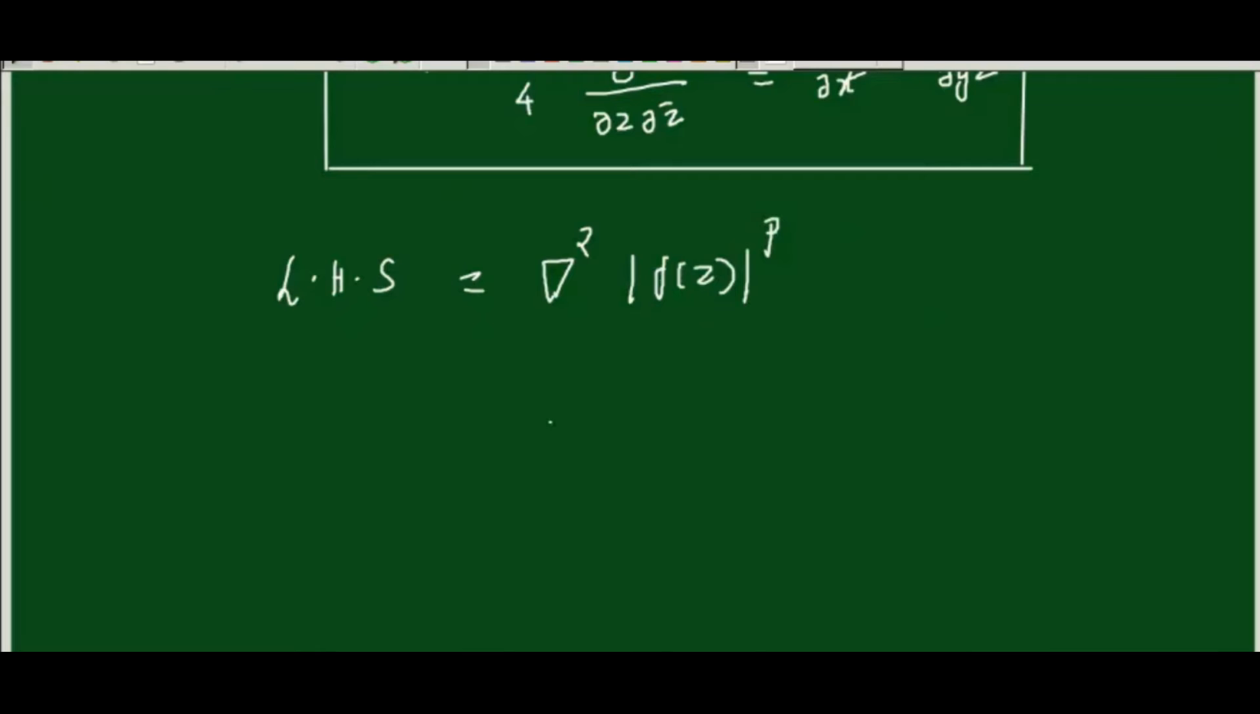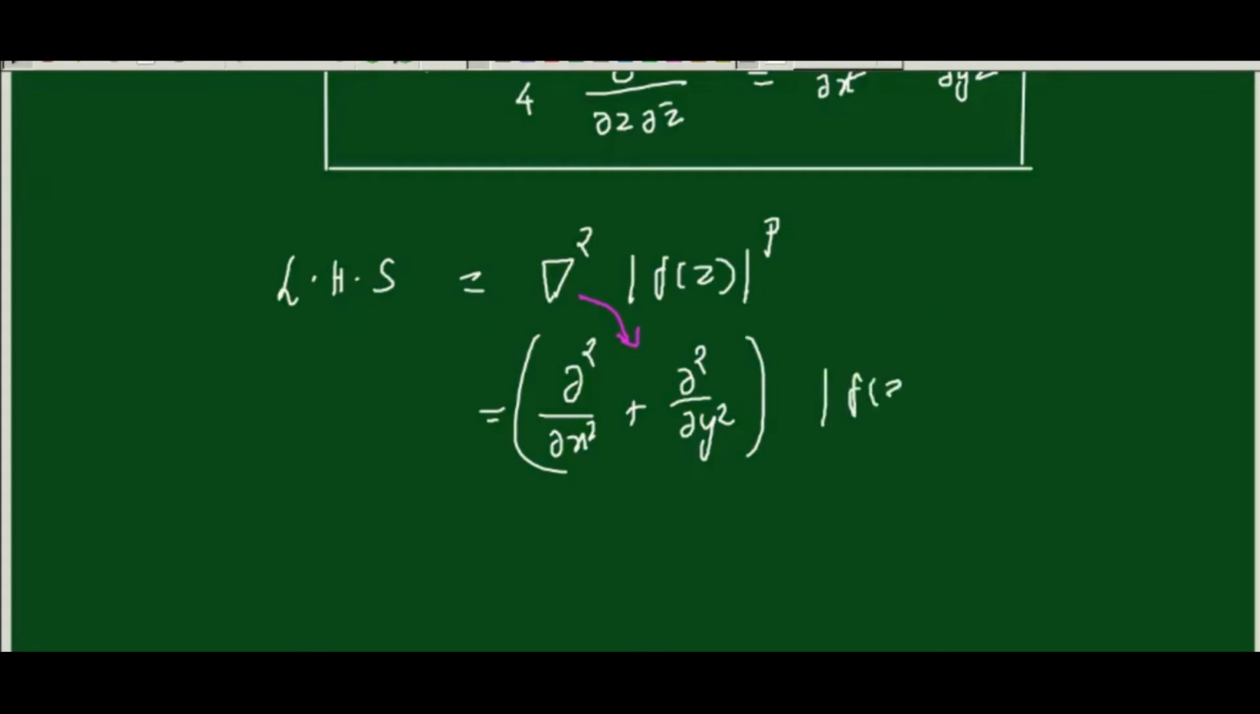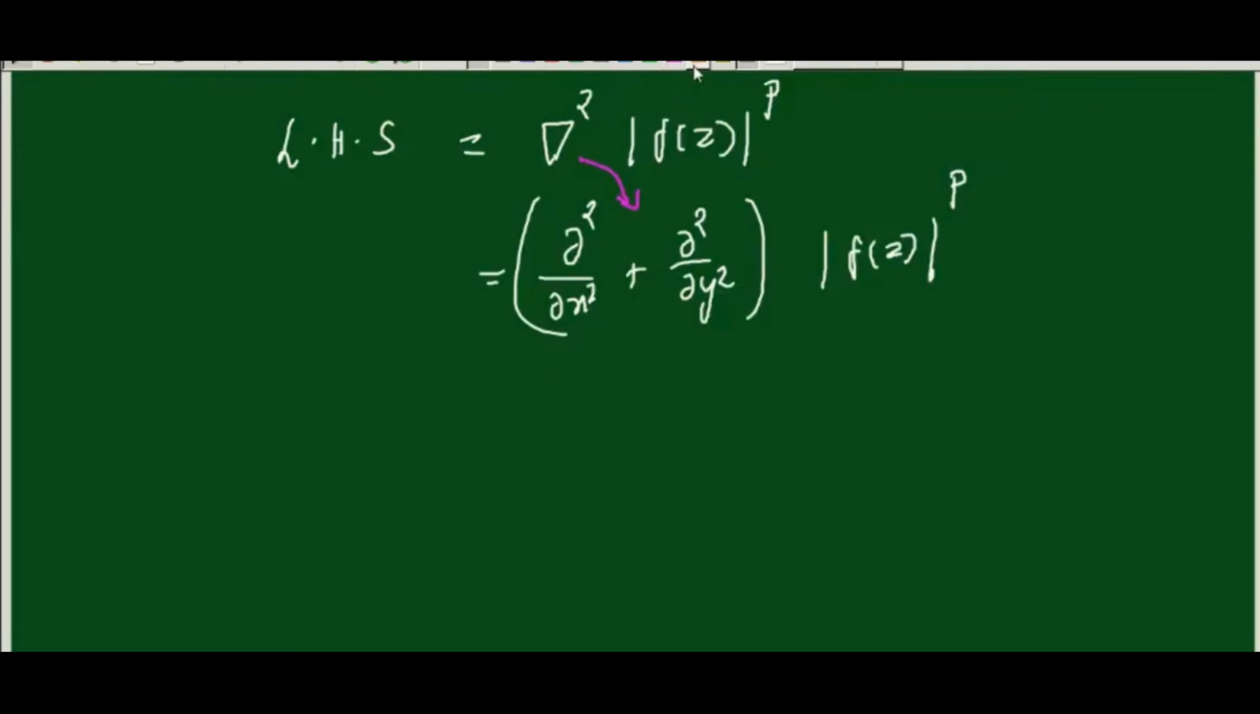Del square, using the Laplace operator, is nothing but dou square by dou x square plus dou square by dou y square. This is the value of del square. Again, what I am going to do, this is nothing but f of z whole power p. I am writing f of z as it is. After that, using the lemma.